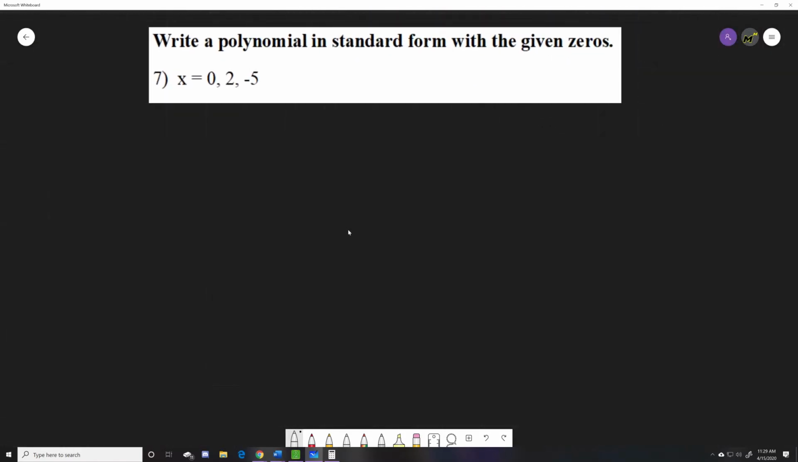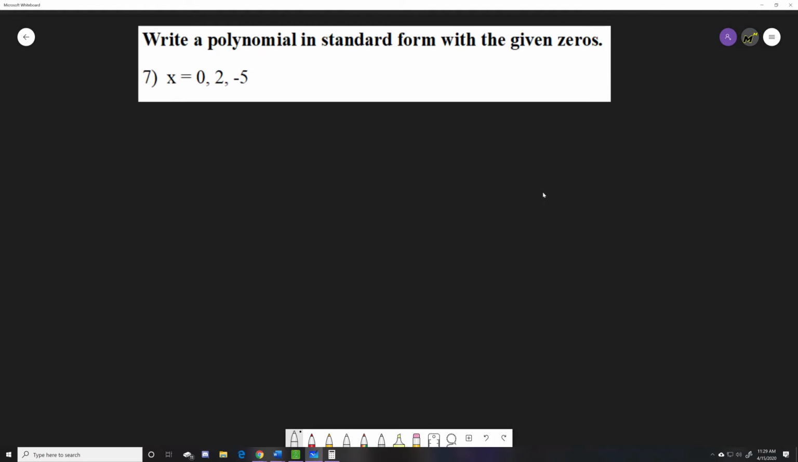Alright, on to number 7. Write a polynomial in standard form with given zeros. So in this one, they solved a polynomial and got these answers as zeros. And this time we have to almost work backwards and find the original polynomial function. To do that, we set x equal to all of these numbers. So x equals 0, x equals 2, and x equals -5. For x equals 0, hey, it's just going to be x, because you subtract a 0 on both sides, you don't need to write x minus 0 or x plus 0, it's just going to be x.